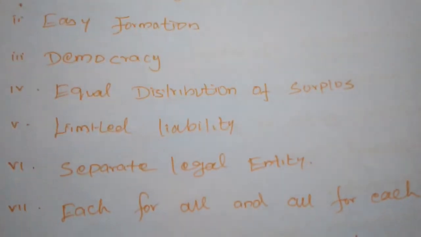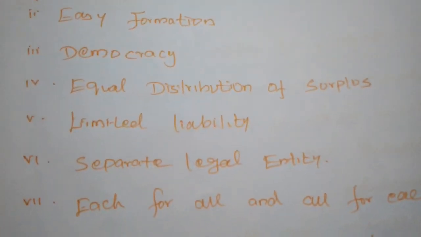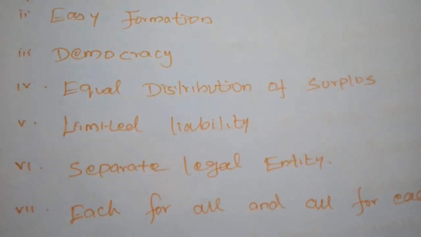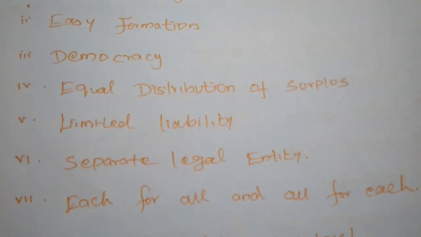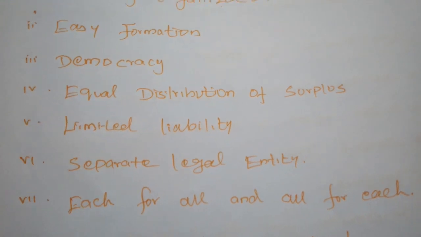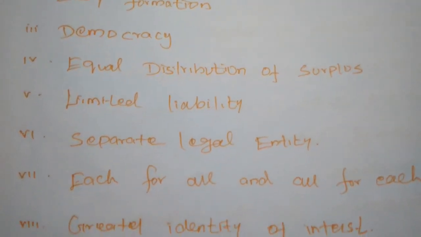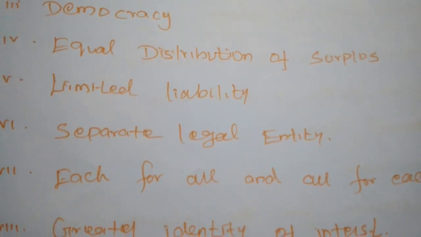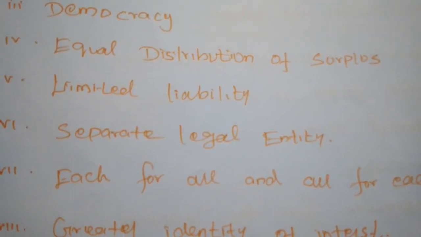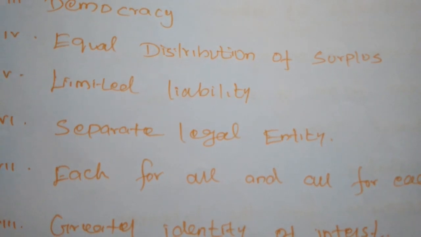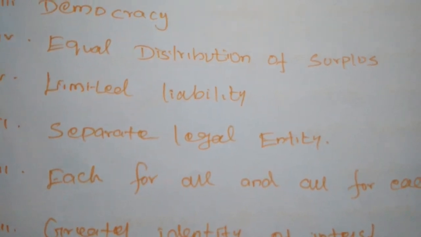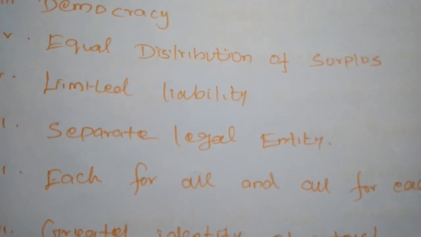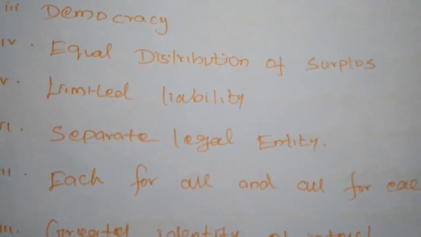So the surplus amount must be distributed equally among the members, even if some of them put in more capital. Next, limited liability. The liability of the members in a cooperative society is limited to the extent of their capital contributions. They cannot be personally held liable for the debts of the society.